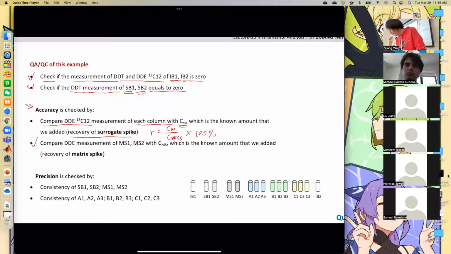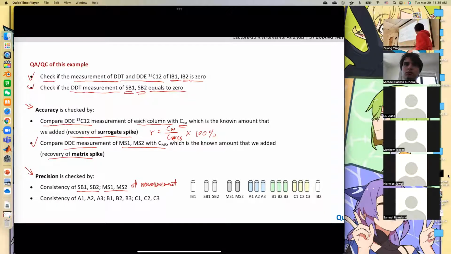And then we compare DDE measurements of the matrix spike with the matrix spike concentration. Again, we compare the measured concentration with the concentration that we add, and this is the recovery of matrix spike. And then we can also check the precision by checking the consistency between SB1 and SB2, and matrix spike 1 and matrix spike 2, of the measured value.